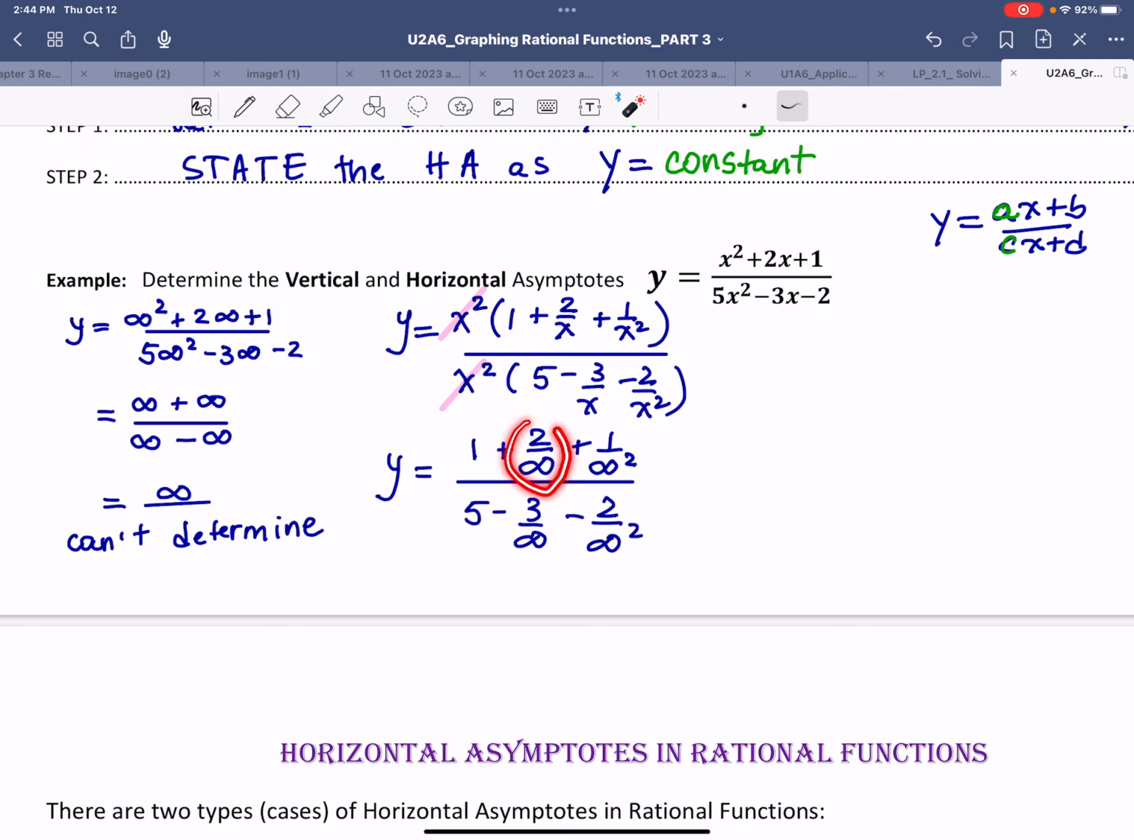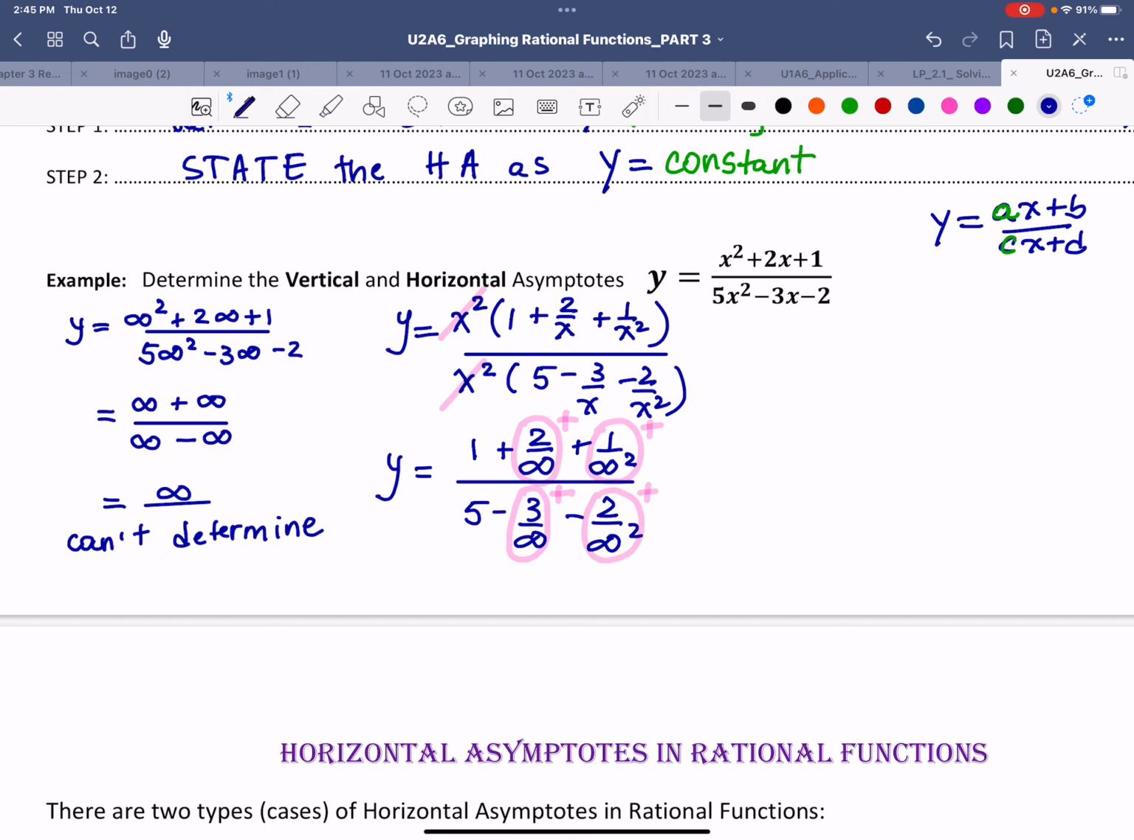Now I hope we can see why we took out x squared, because at this point when we substitute x by infinity, these numbers where infinity is present are negligible. So 2 over infinity is practically 0 plus. 1 over infinity squared is 1 over infinity, so 0 plus. 3 over infinity, that's a 0. And 2 over infinity squared is also a 0.